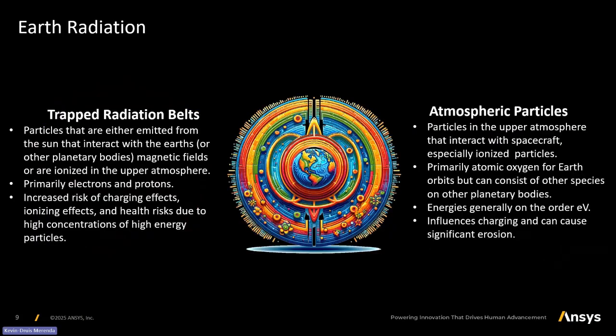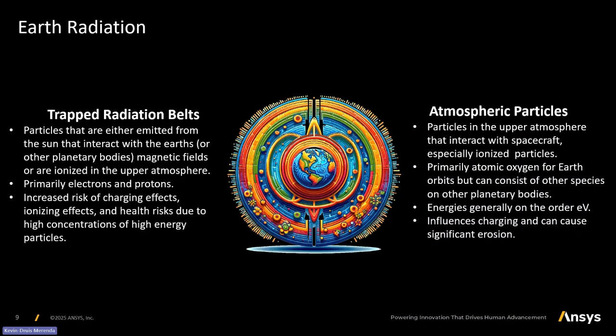The Earth radiation, there are multiple levels. We have to worry about radiation trapped in the radiation belts. These are particles that maybe were emitted from the sun, but that are trapped in the magnetic fields and accelerated in some way, mainly electrons and protons. There is a risk of charging and ionizing radiation effects on the electronics, on the satellites, that we have to be able to manage, and also health risks as well if we spend too long in transit in those belts or in those regions.